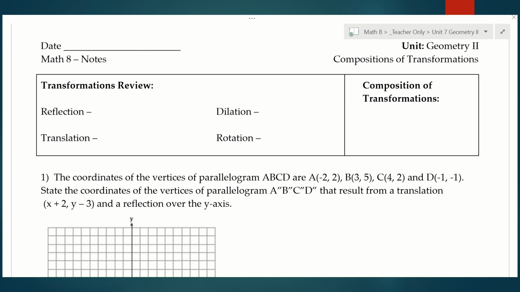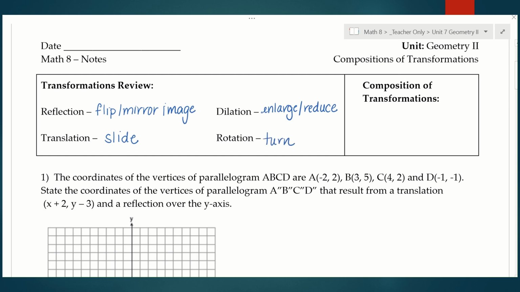So just to review, let's write down some keywords for each of the transformations that we've learned about, just to remind us of what each of them really is. So for reflection, we talked about how this is almost like a flip or a mirror image of our shape. A translation, we said, is like a slide. A dilation is when we enlarge or reduce a shape. And a rotation is a turn.